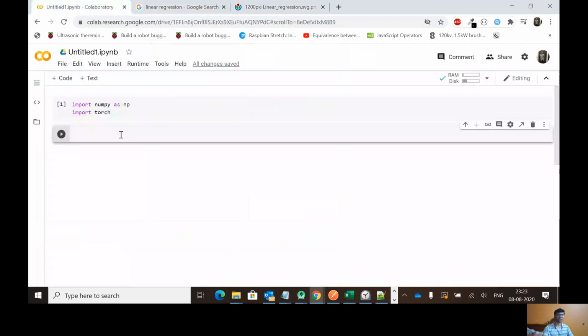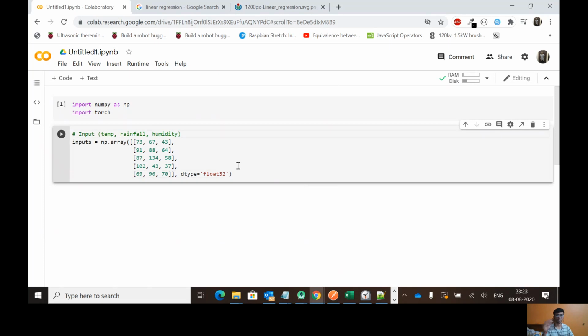Now we will be moving forward with our question. Let's say that we have three parameters: temperature, rainfall, and humidity. Here are the inputs. By the way, I have taken reference of this from FreeCodeCamp. They have also taught this as getting started with TensorFlow, and I have taken reference from that tutorial as well. A huge shout out to FreeCodeCamp for providing such a wonderful source of information.